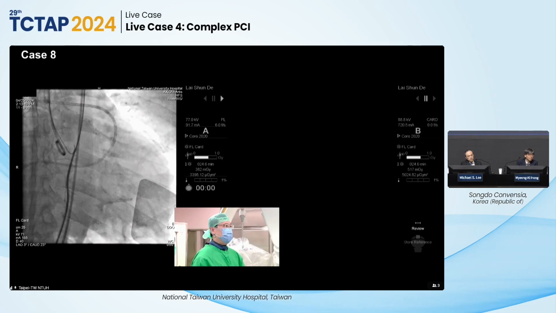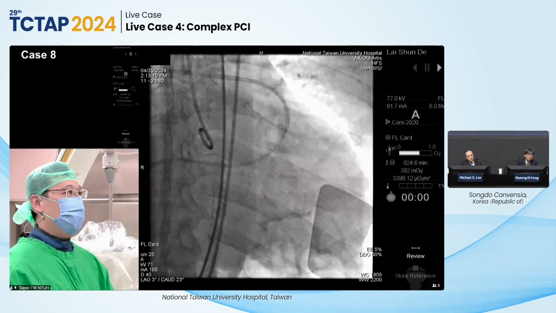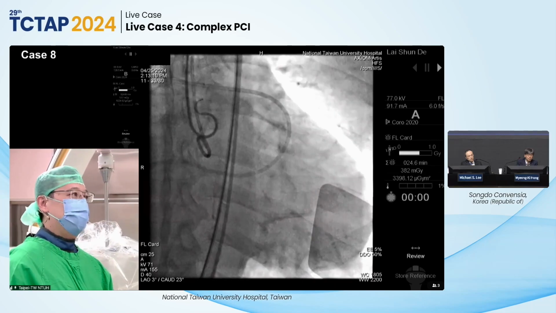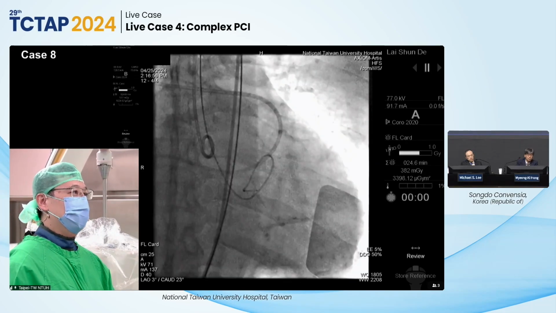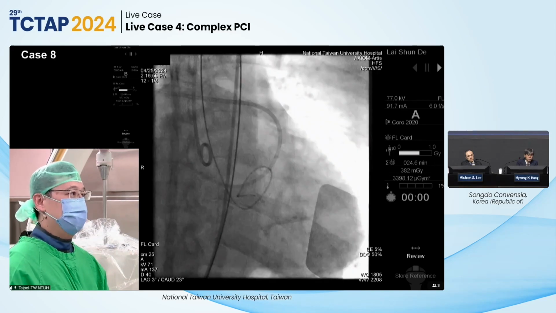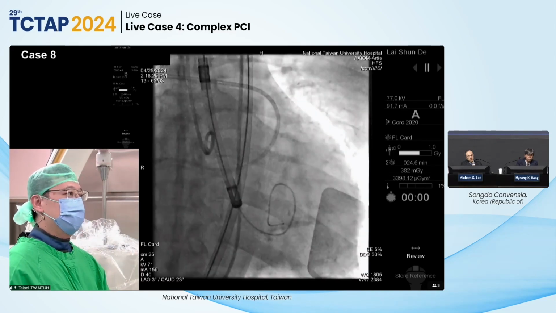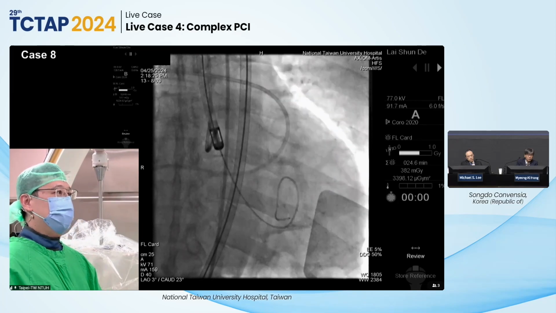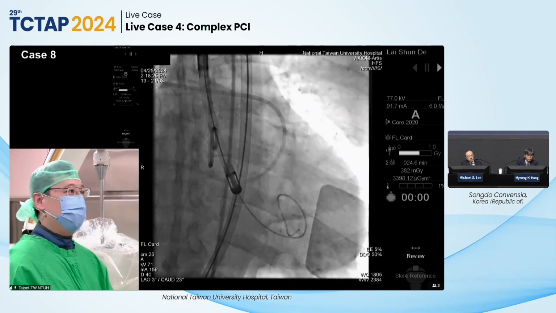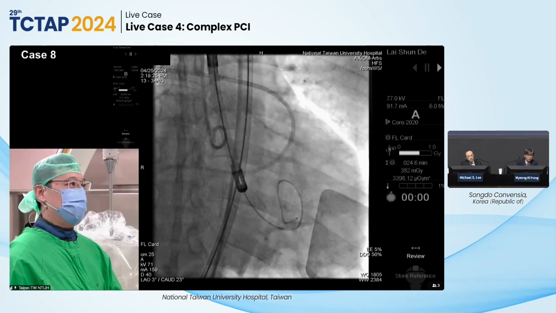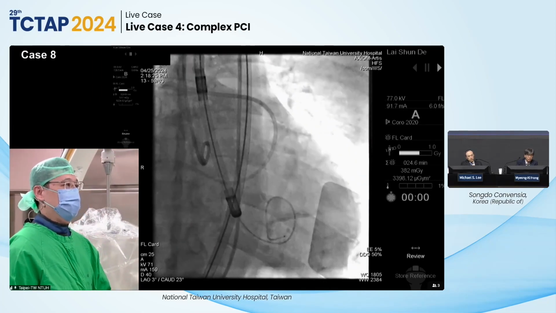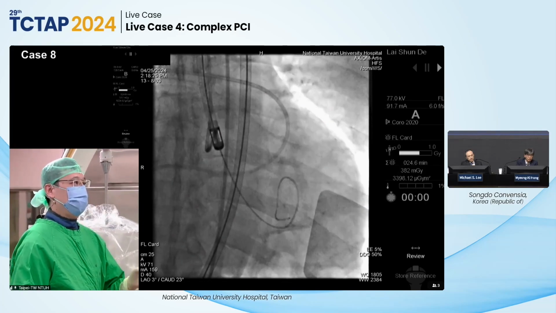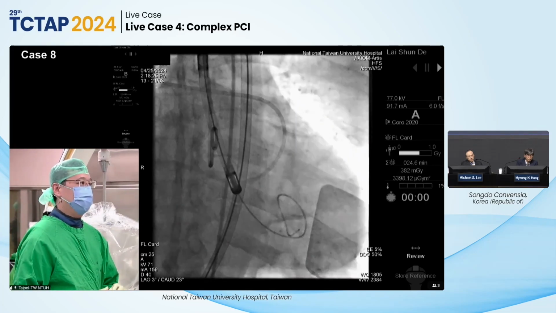We first place a pigtail, quite a similar procedure. Next, and using a super stiff wire. Okay, next. So now we place the so-called IVAC 2, and it is suggested to be 2 to 3 centimeters into the ventricle, and this is how we place the IVAC 2 catheter. Next.